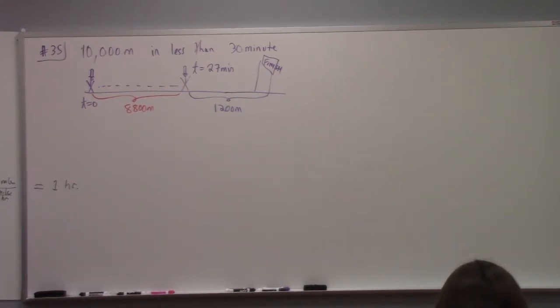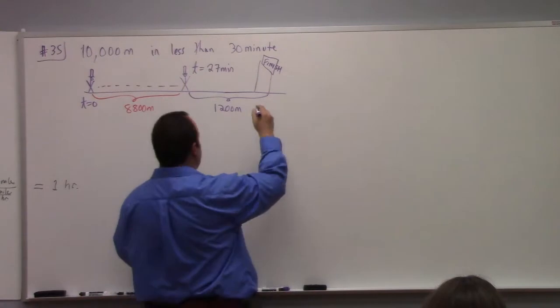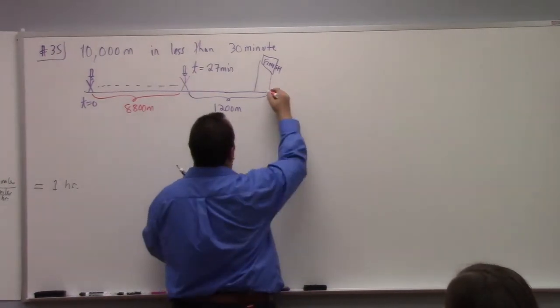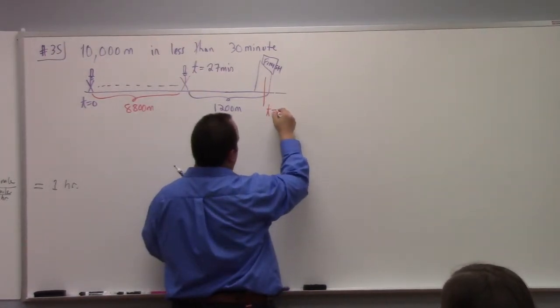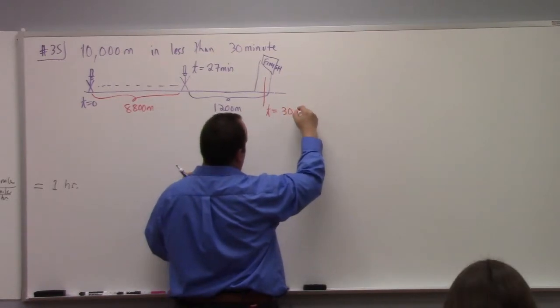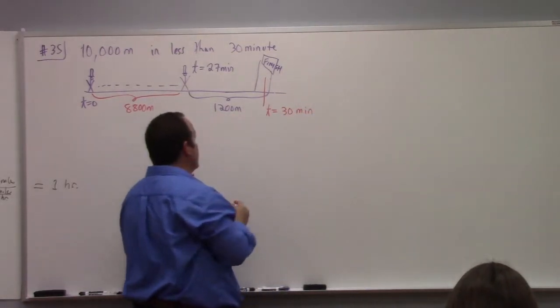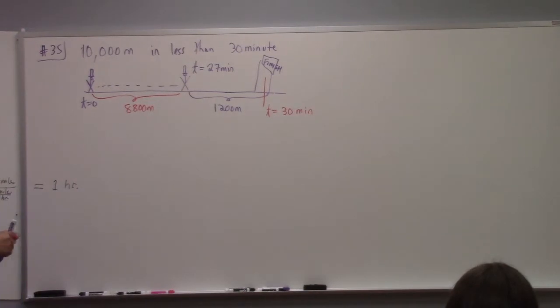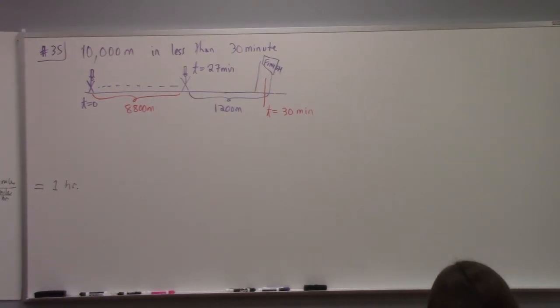We're asked what acceleration is necessary in order that they meet the goal. What's the goal? To get to the finish line at what time? Less than 30 minutes. So let's say they do it just in time, like every Hollywood movie ever made. They reach the finish line at 30 minutes. That's the longest that they can take, right?